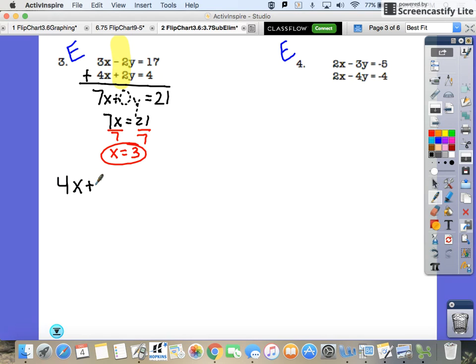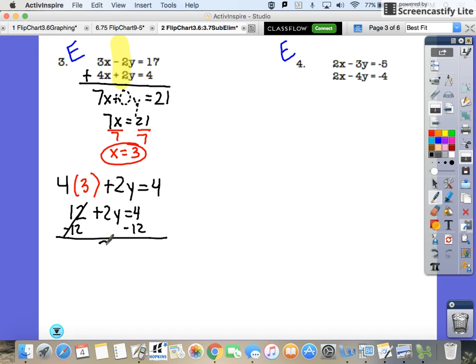So we're gonna go 4x plus 2y equals 4, with 4 times 3 plus 2y equals 4. So we have 12 plus 2y equals 4. Minus 12, chunga chunga, 2y equals -8. Divide by 2, chunga chunga, y equals -4. So our final coordinate, or the solution, is x equals 3, y equals -4.